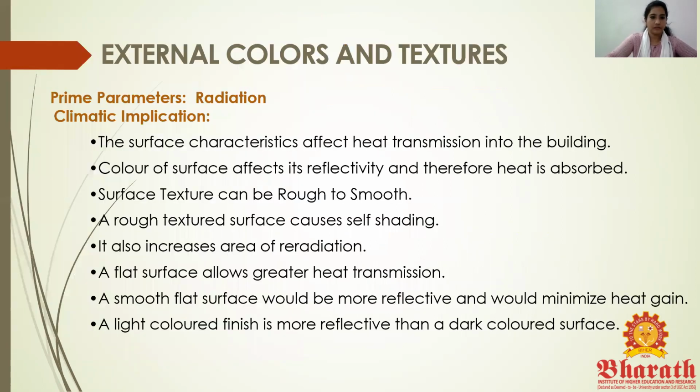So looking also at external colors and texture, another parameter we would be seeing, what colors and texture contribute is to radiation. The climatic implication is that the surface characteristics affect the heat transmission into the building. The color of the surface affects its reflectivity and therefore how much heat is absorbed. The surface texture can range from smooth to rough. A rough textured surface causes self-shading.